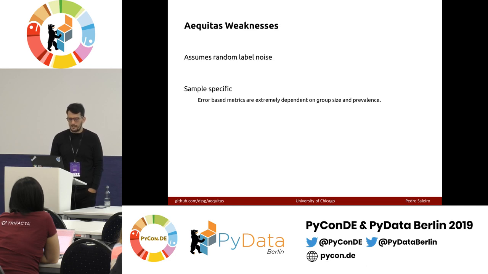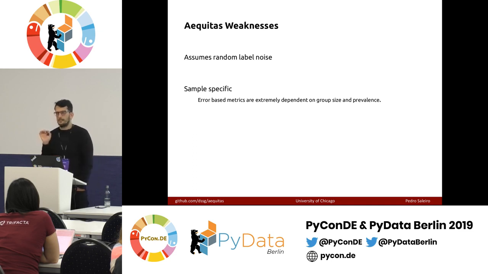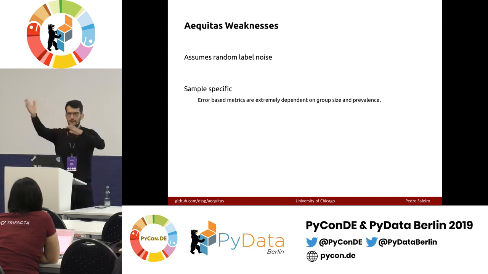So what are the weaknesses of Aequitas? The most obvious is that we assume random label noise. So we assume the labels are the true outcome of the past events, and we really treat them equally regardless of the group. And also it's sample specific, but this is not a weakness of Aequitas itself, it's a weakness of this paradigm of auditing for bias and fairness, because we need to create the confusion matrix on a given sample.